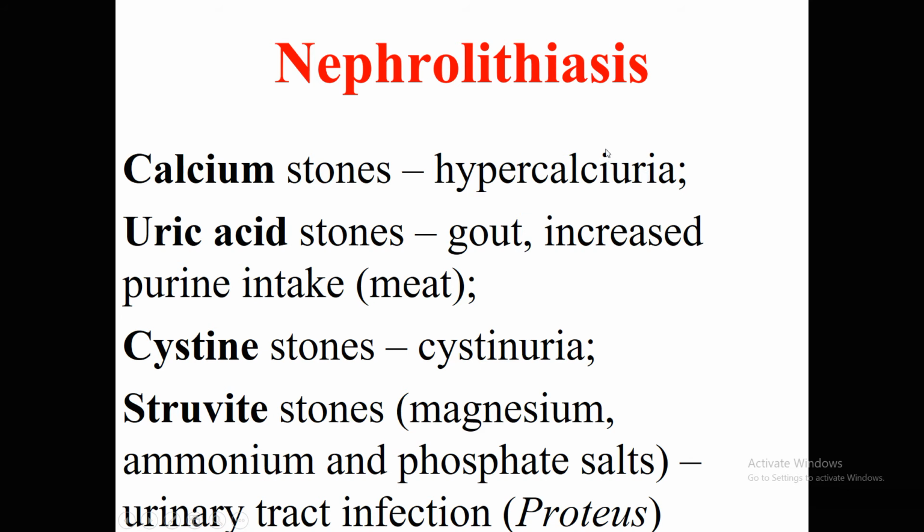Nephrolithiasis is characterized by formation of stones. They may present as calcium stones, for example, in idiopathic calciuria, or uric acid stones in gout, increased purine intake, meat consumption. Cystine stones are observed in cystinuria due to defective amino acid transport in the tubules. Struvite stones are composite stones. They contain magnesium, ammonium, and phosphate salts. They are usually indicative of urinary tract infection with Proteus vulgaris.